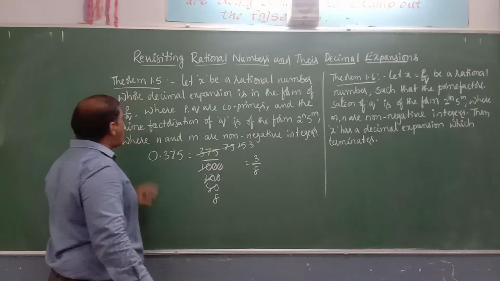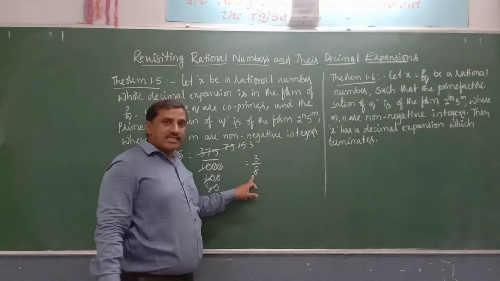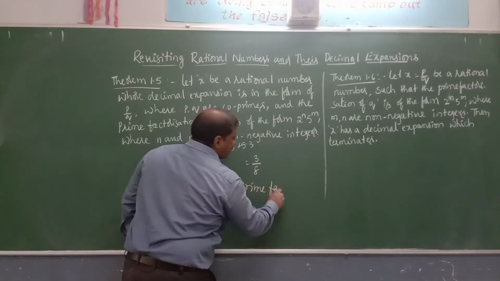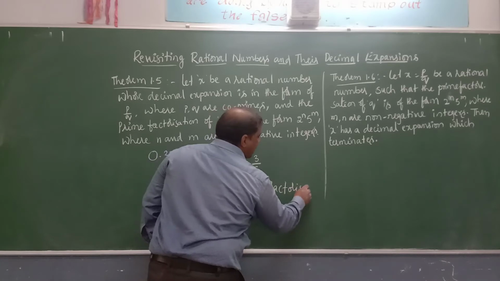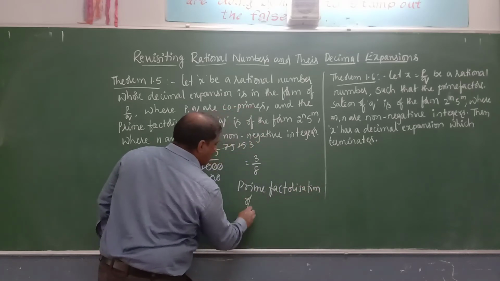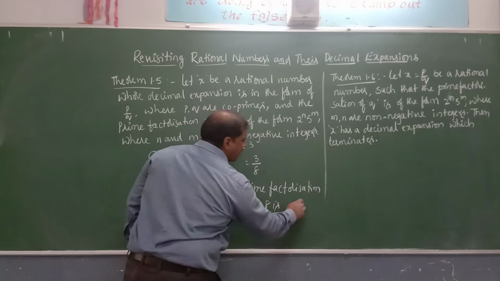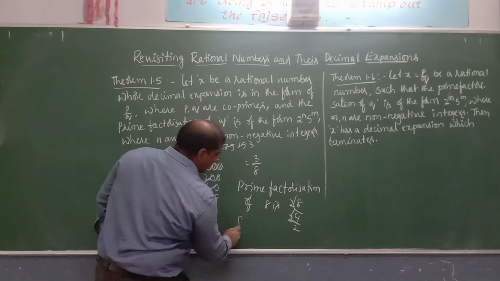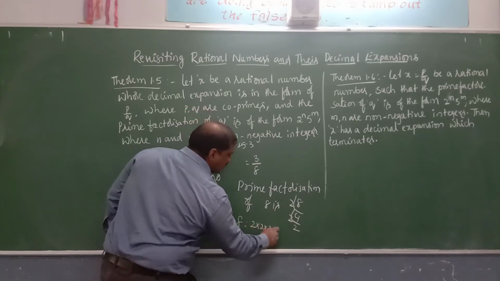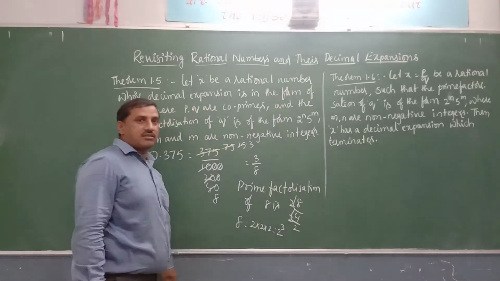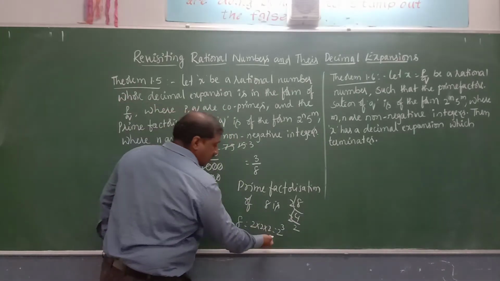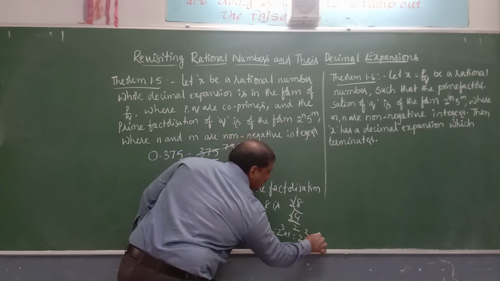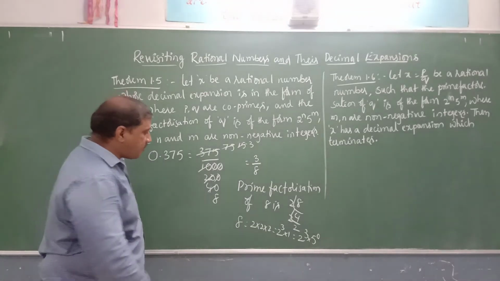Now the prime factorization of q, that is 8. What is the prime factorization of 8? 2 fours are 8, 2 twos are 4. That is, 8 is equal to 2 into 2 into 2, that is 2 to the power of 3. So into 1, if we write it, that is 2 to the power of 3 into 1, and I can write 1 as 5 to the power of 0.